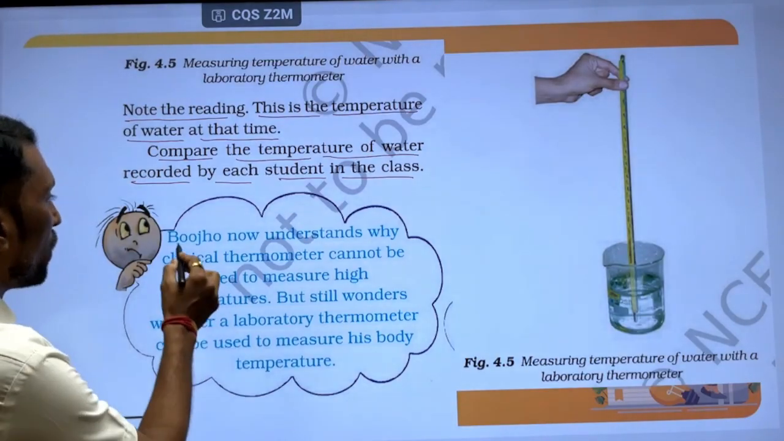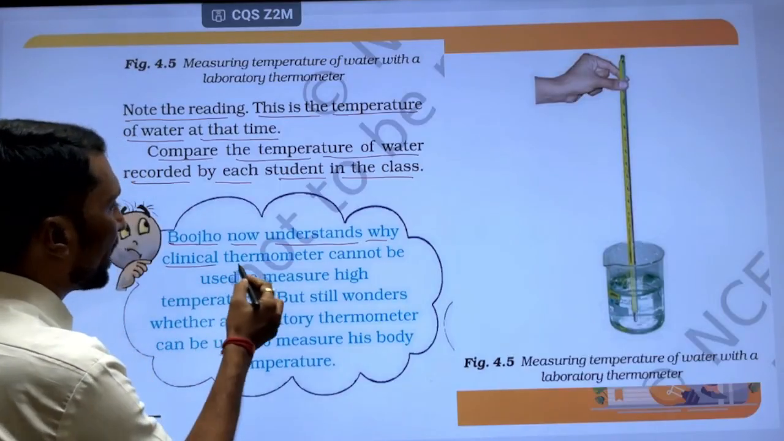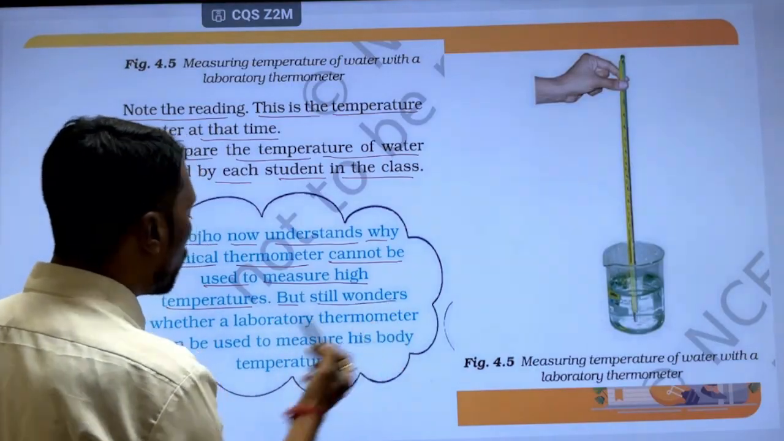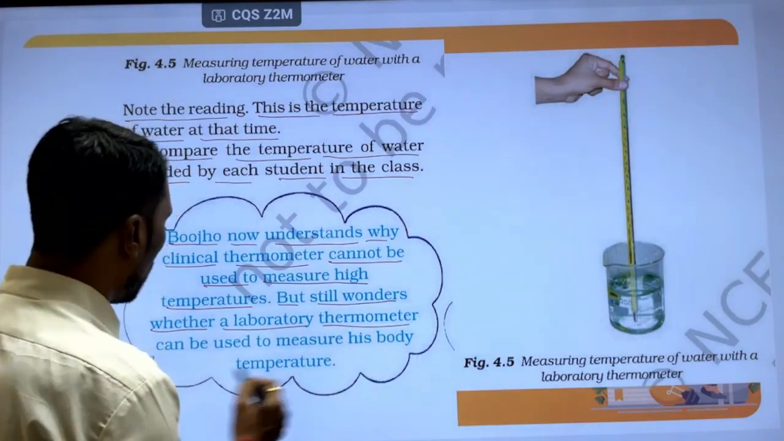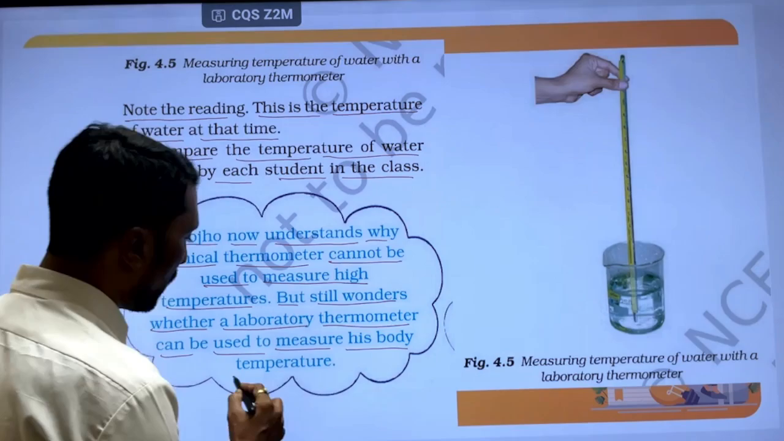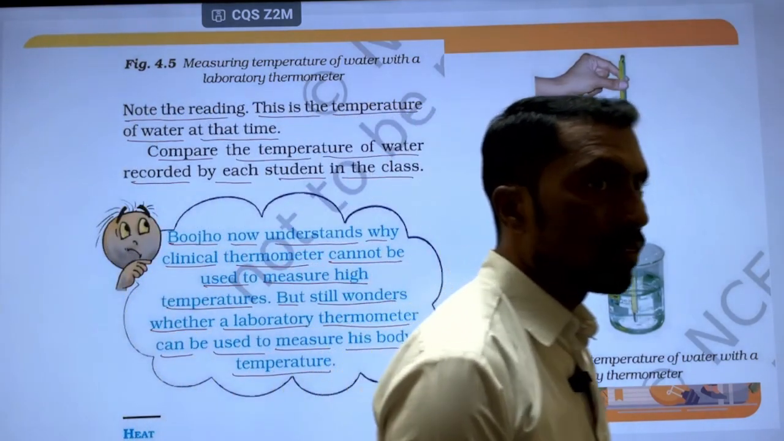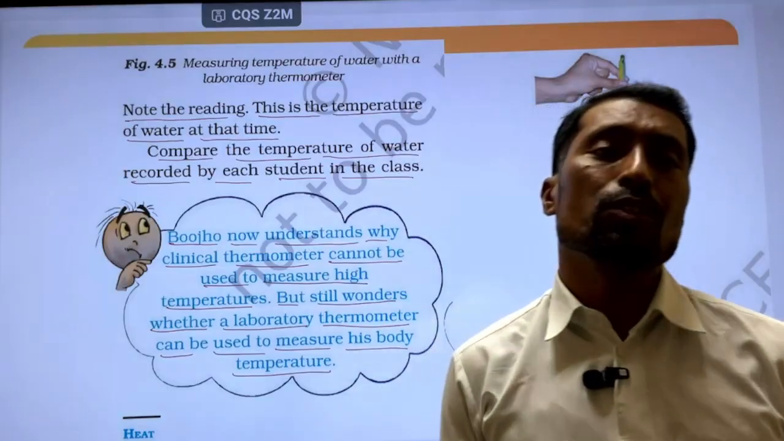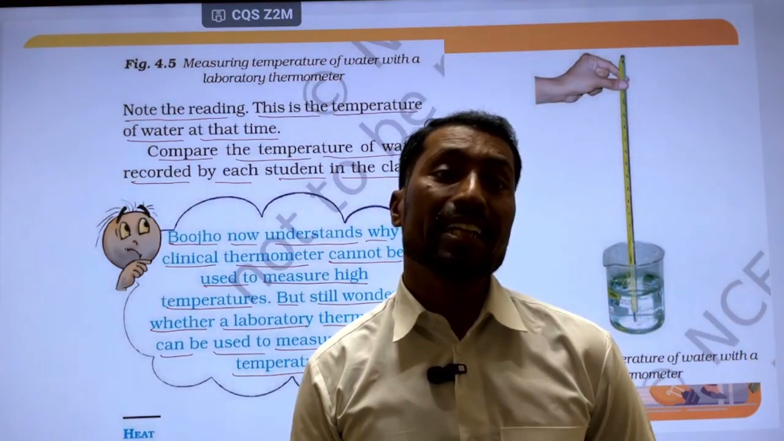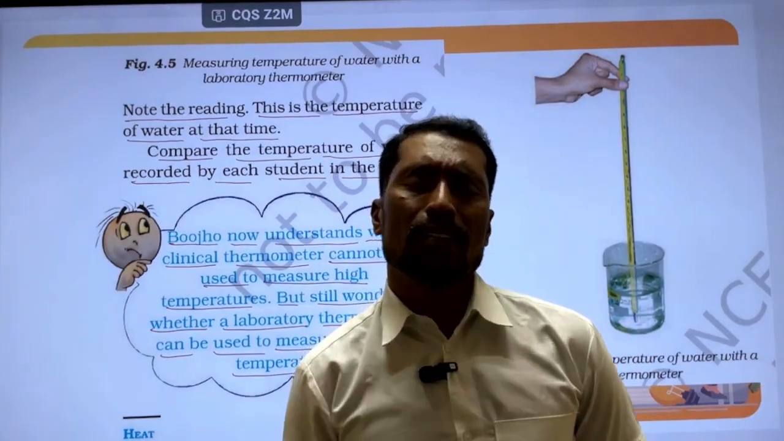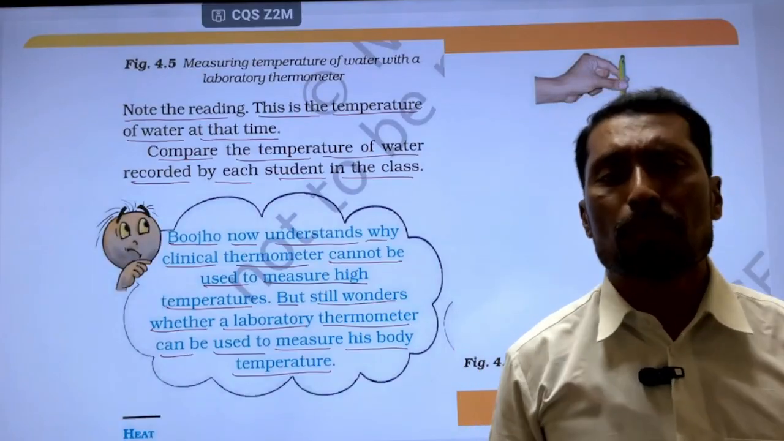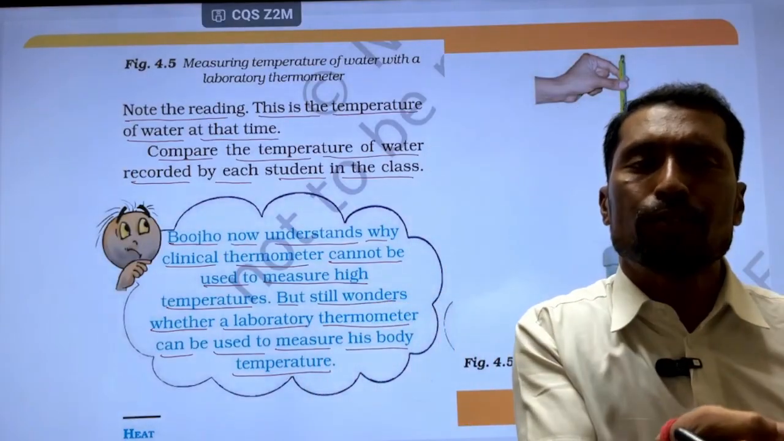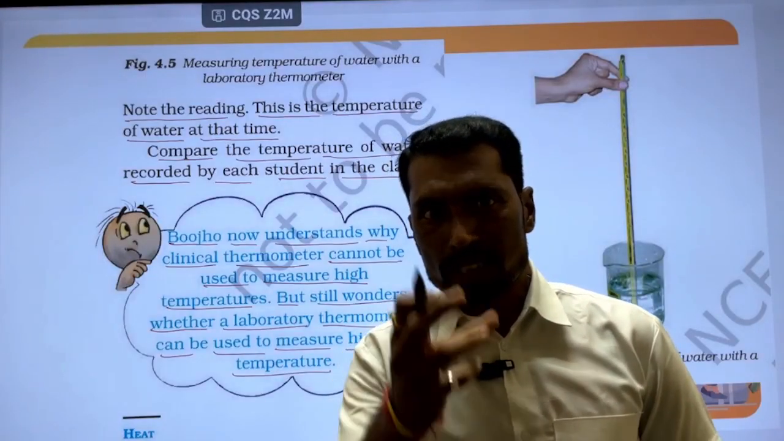Bhujo has some doubts. Bhujo now understands why a clinical thermometer cannot be used to measure a high temperature, but still wonders whether a laboratory thermometer can be used to measure his body temperature. In that case, Bhujo wants to know why we do not use the clinical thermometer to measure other objects. The first difference is that there is a limitation in a clinical thermometer. It can measure the temperature only from 35 degrees Celsius to 42 degrees Celsius. This is the limitation.